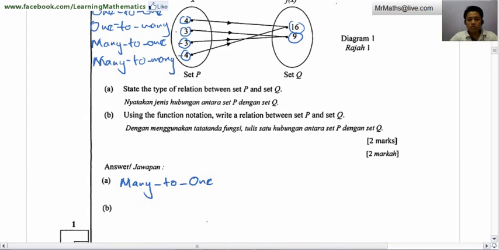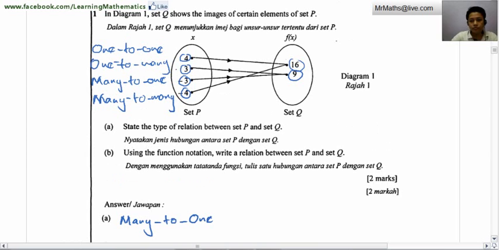Okay, now using the function notation, write a relation between set P and set Q. Okay, let's take a look at this. I need a place to write. The relationship is that f(4) is equal to 16, and f(-4) is also 16, f(3) is 9, so f(-3) is 9. Actually, by one look you know already what the relationship is, but to facilitate understanding, I'm writing it down. You know that there's a pattern.